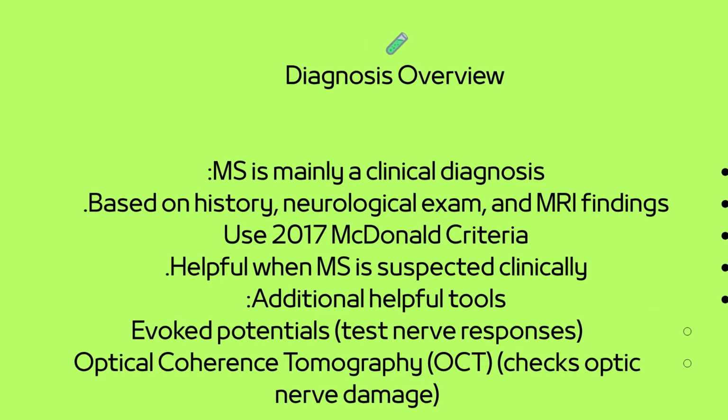Diagnosis overview. MS is mainly a clinical diagnosis, based on history, neurological exam, and MRI findings. Use the 2017 McDonald criteria. Helpful when MS is suspected clinically. Additional helpful tools: evoked potentials, which test nerve responses, and optical coherence tomography, OCT, which checks optic nerve damage.